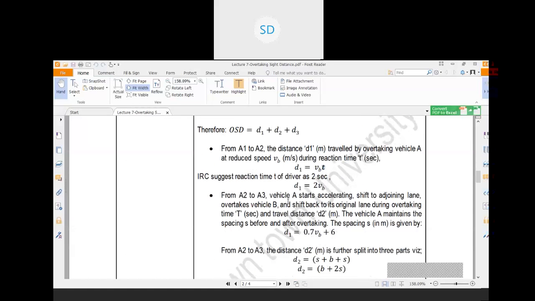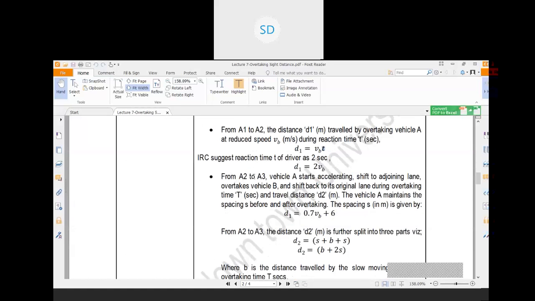Now what do we need to think? From A2 to A3, vehicle A starts accelerating, shifts to the adjoining lane, overtakes vehicle B, and shifts back to its original lane during the overtaking time T seconds, which we have considered, and travels a distance of D2 meters. Now vehicle A maintains the spacing as before and after overtaking. Here in the slide there is a mistake: it would not be D1, it would be spacing S.